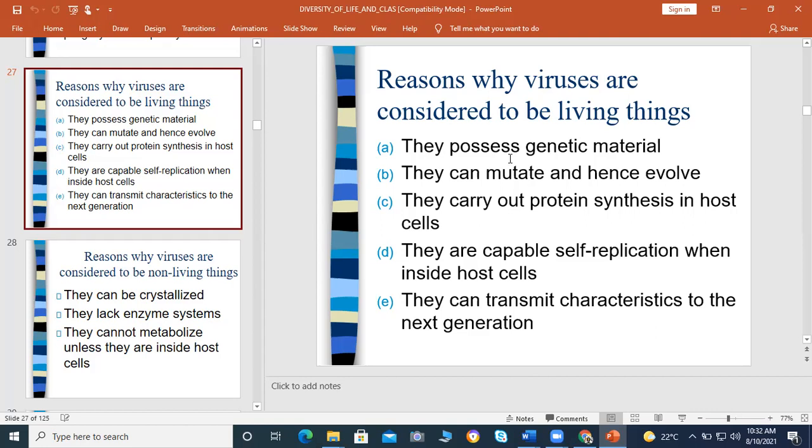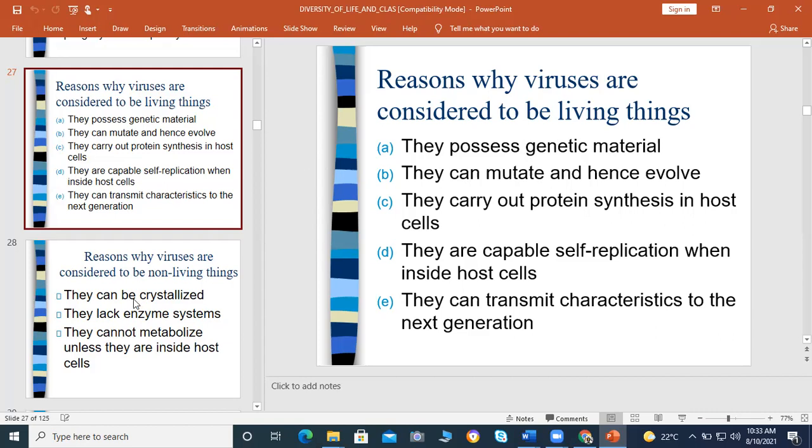Number three, they can carry out protein synthesis in a host cell. And this is a characteristic of living organisms. And then they are also capable of self-replicating, but only when inside the host cell. And lastly, they can transmit characteristics to the next generation. That's why the genome of a virus can be transferred. Now, these are five main reasons why viruses are considered as living things. Remember, I have said they are in borderline. Sometimes they are non-living. Sometimes they are living.